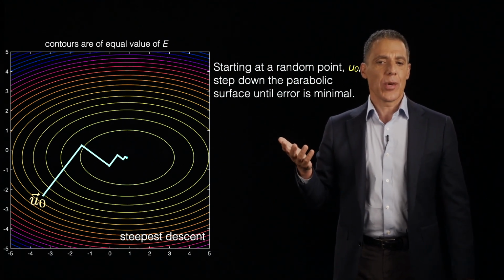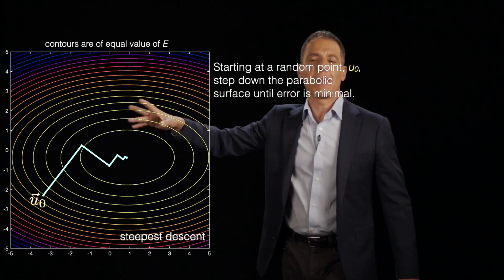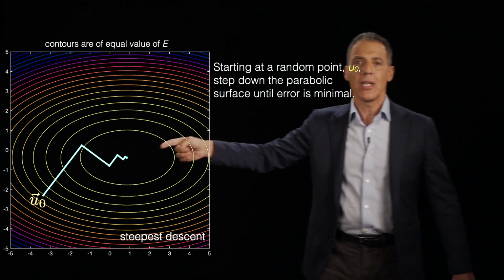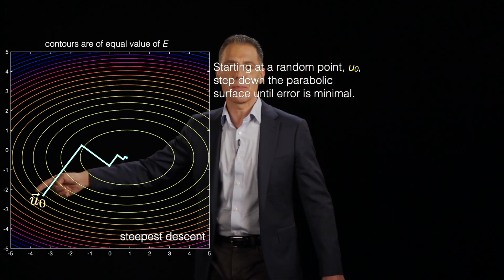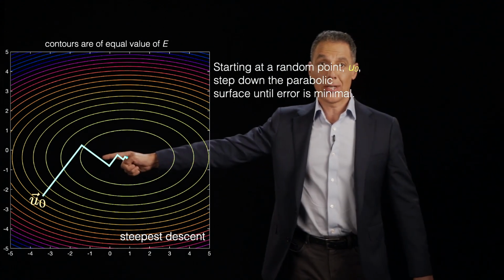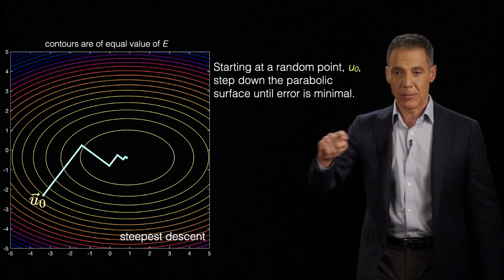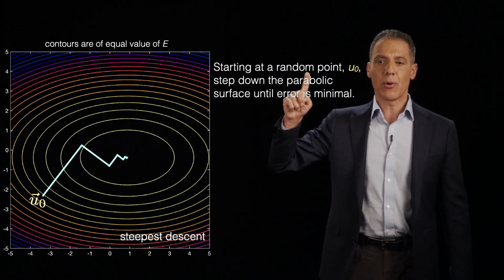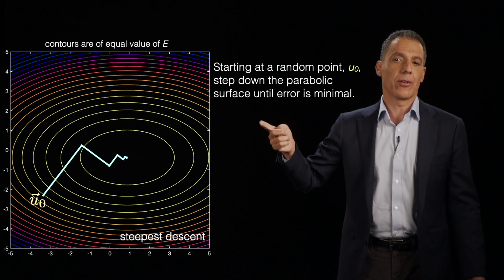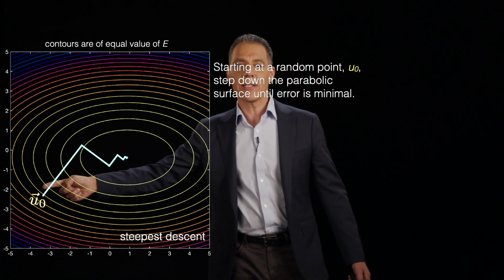Now, here's the intuition. Let's say that this space is my space of possible solutions. Every point in here corresponds to a slope and an intercept. So let's say I just start at some random point right there. Let me call it u0. And where do I want to go? I want to go to that point right there, dead center, where the error is minimal. Starting at a random point u0, step down the parabolic surface until the error is minimal. So I'm going to start at this point, and I'm going to start walking down the surface.